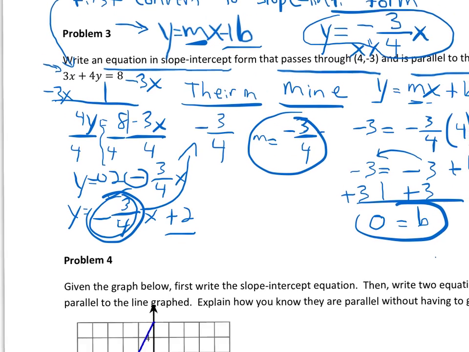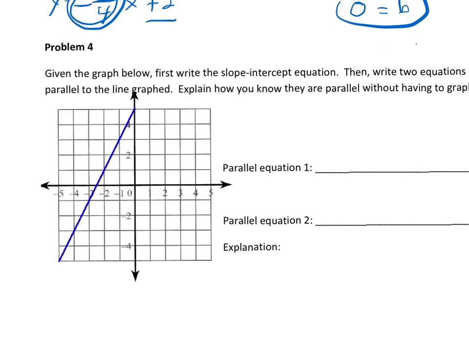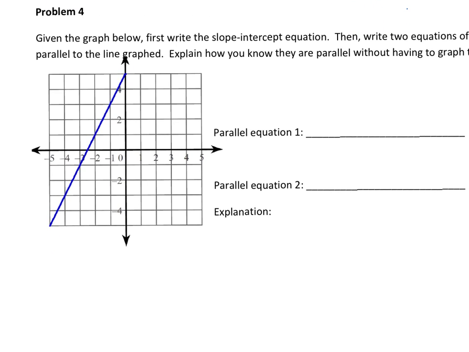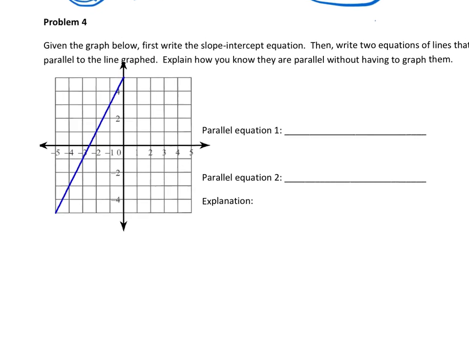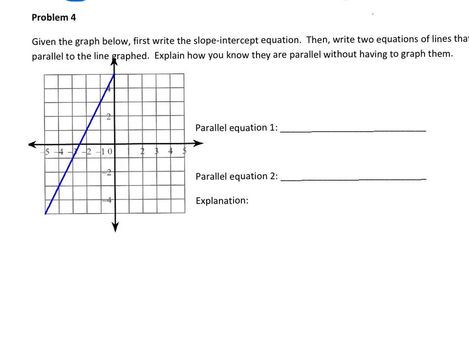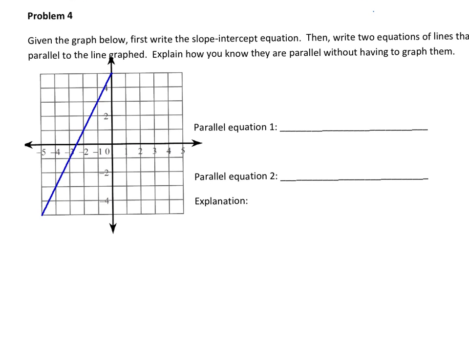All right, let's look at problem number 4. It says, let me zoom in just a hair. Okay, it says, given the graph below, first write the slope-intercept equation, which is y equals mx plus b, of this line right there. Then, write 2 equations of lines that are parallel to the line graphed. Explain how you know they are parallel without having to graph them.